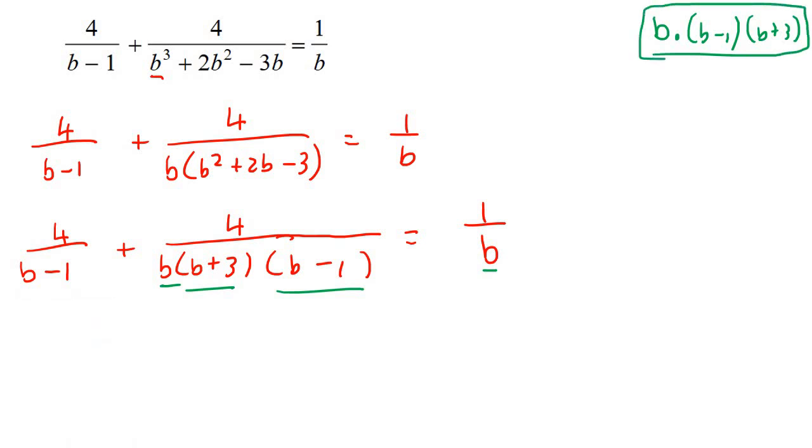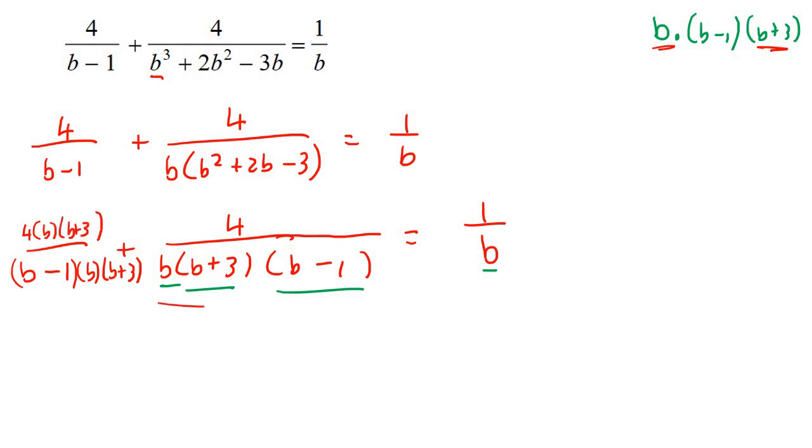So what that means is that this one still needs to be multiplied with a b and a b plus 3. You see, because it already has this one, but it doesn't have this one and this one. So what you do to the bottom, you do to the top. Okay, this one has everything, so you don't do anything there. And then this one doesn't have b take away 1 and b add 3. So b take away 1 and b add 3.